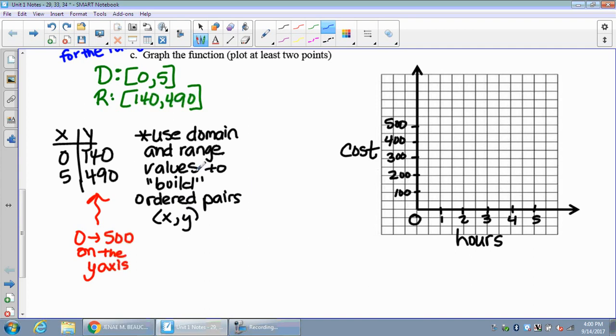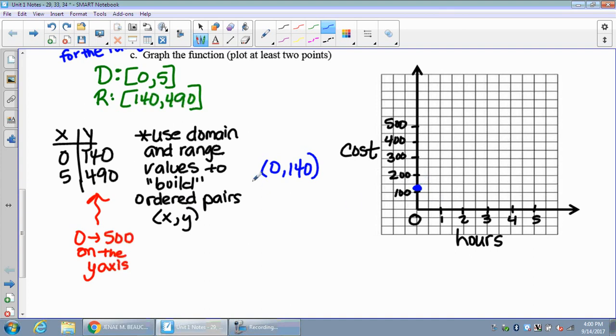My first ordered pair, 0, it's going to be 0, 140. If you do want to write that, you can. So 0 means in the x, I don't go left or right at all. I'm going to go up 100. 150 is halfway, so 140 is going to be between 100 and 150.